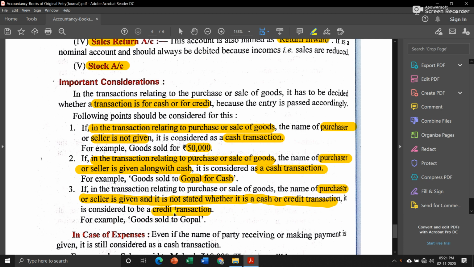So the three rules to keep in mind: if the name of the seller or buyer is not given, consider it a cash transaction. If the name of the seller or purchaser is given along with the term for cash, it is a cash transaction. And if only the name of the seller or purchaser is given and they have not mentioned whether it is cash or credit, then you have to understand that it is a credit transaction.